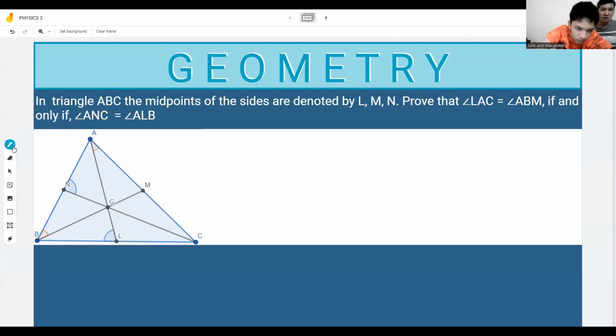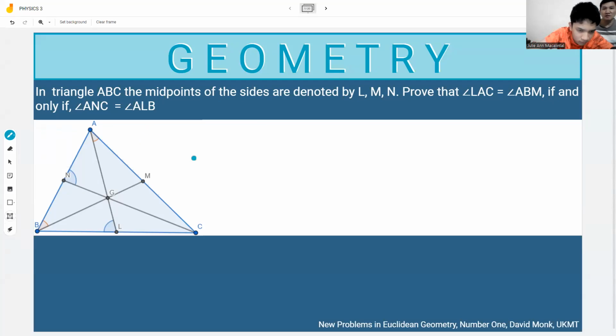So can you solve this problem in geometry, Josh? This was taken from here. You can pause this video for a moment if you want to try before checking out the solution of Joshua.